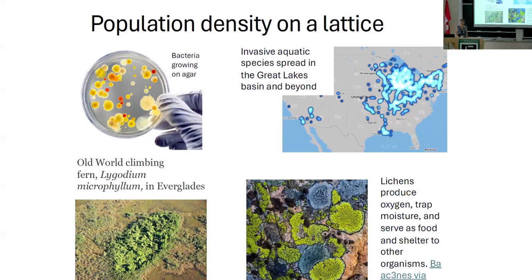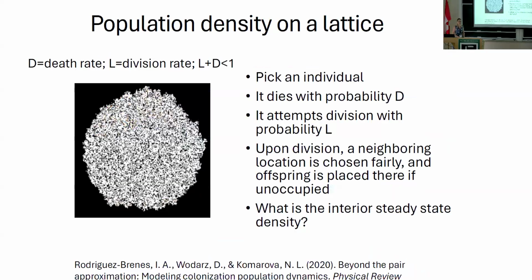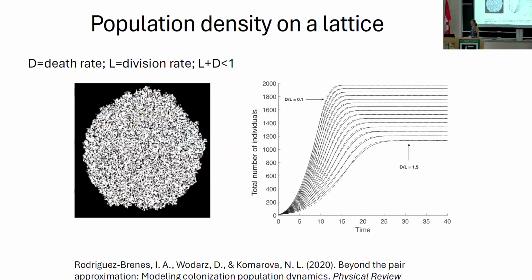In this most primitive setting, we design an ABM, or agent-based model. Cells divide and die. We start from the middle of the grid. They grow out. They have a division rate and a death rate. How do they grow? They grow, and then they saturate if it's a finite grid. So you can get this.